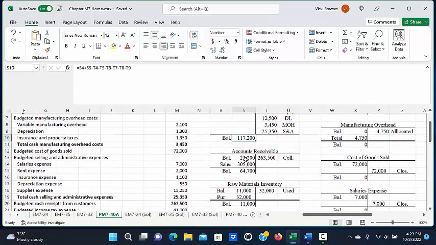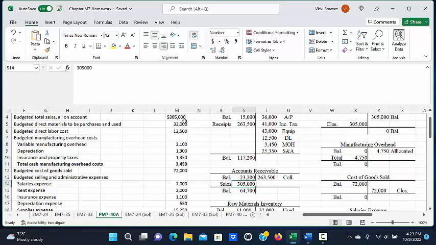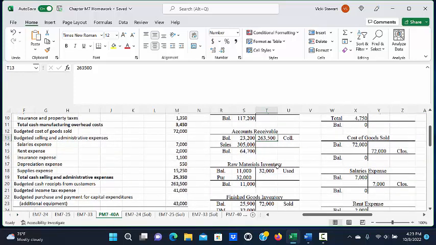$117,200. For accounts receivable, we had a beginning balance in the post-closing trial balance of $23,200. It stated in the problem that all of the sales were on account, so we would have a debit for $305,000, and then we were given the amount of the cash receipts of $263,500, which would be a credit.